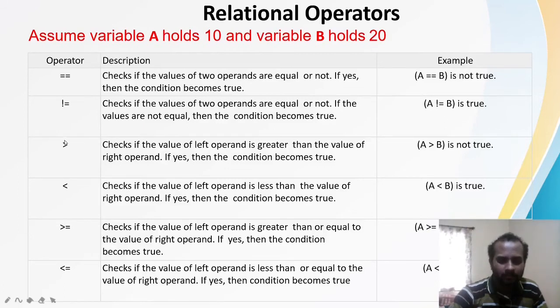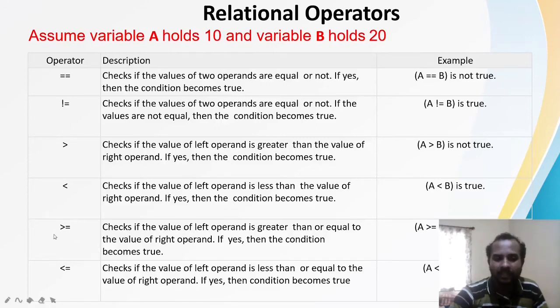Now greater than symbol. So it will check whether one operand is greater than the other operand. So here I have used the one example A, right? A is greater than B. Whether A 10 is greater than 20, it is not true. That means it is going to have false. Now less than. So it is going to check whether the first operand is lesser than the second operand. So 10 is lesser than 20, right? True.